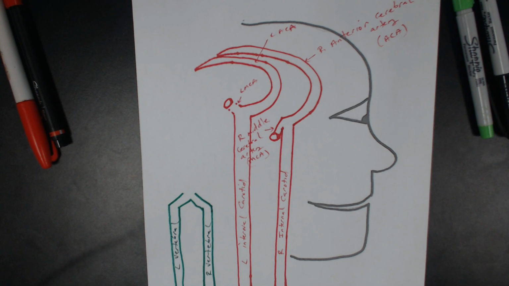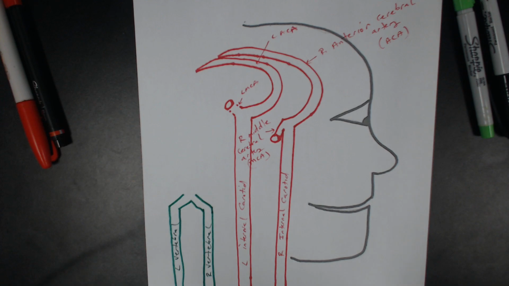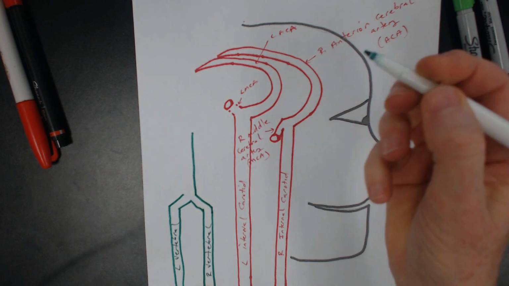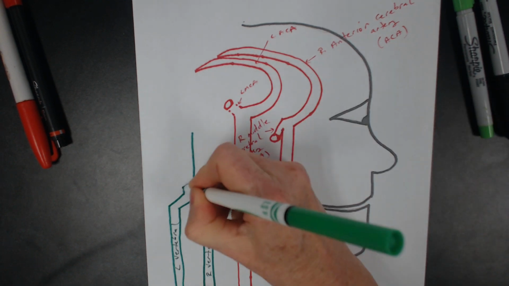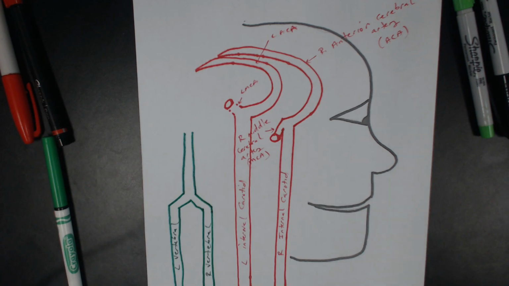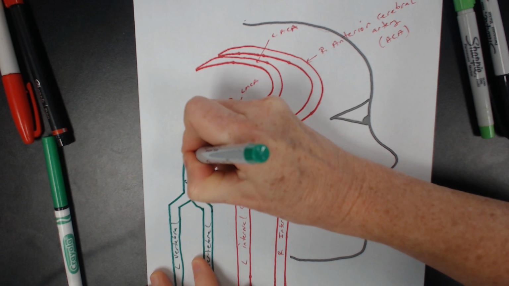Okay. At about the level of the pontomedullary junction, the vertebral arteries come together to form one main artery. What's that one called? Does anybody remember? Yeah, that's your basilar. Great. That's your basilar artery. Basilar, B-A-S-I-L-A-R.